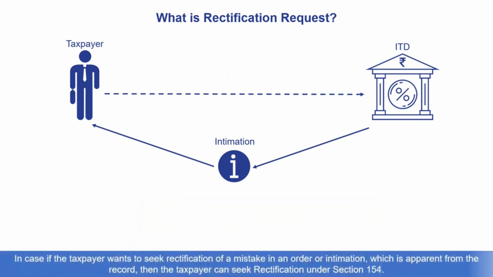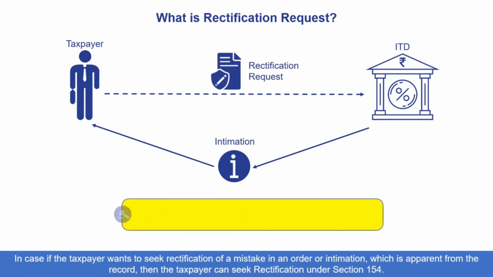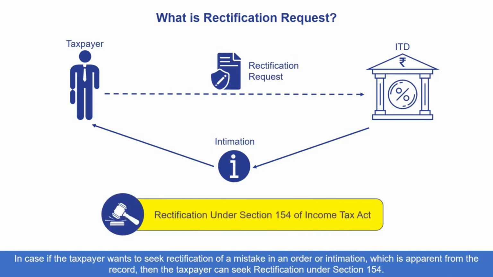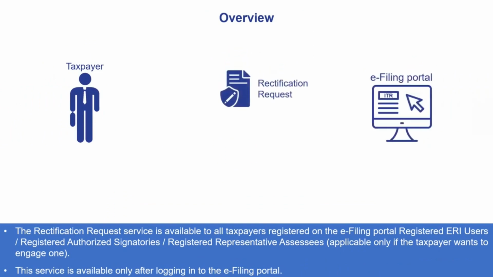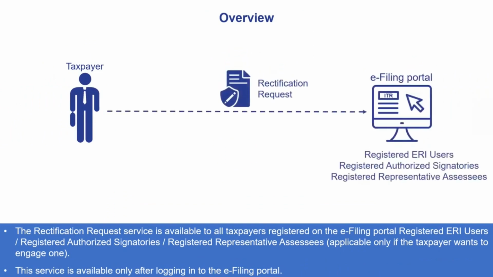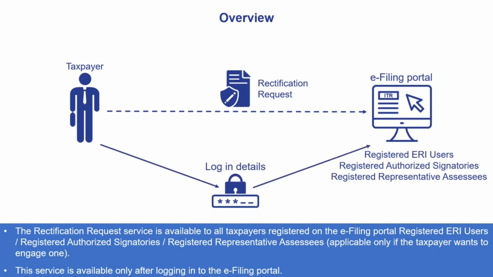In case, on receiving the intimation, if the taxpayer finds that there is an error on the face of the record, then the taxpayer can seek rectification of a mistake in such an order or intimation. This rectification can be filed under Section 154 of the Income Tax Act. The rectification request service is available to all taxpayers registered on the e-filing portal, registered ERI users, registered authorized signatories, or registered representative assessees if the taxpayer wants to engage one. The service is available only after logging in to the e-filing portal.